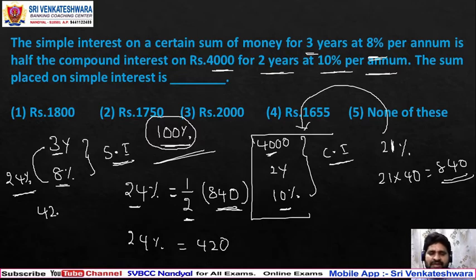If 24% is 420, can I get the 100% here? We can go for cross multiplication. 420 by 24 gives 1%. If I multiply with 100, I'll get the answer. So 24% is 420, I require 100. Cross multiplication, 420 by 24. How do we do it?